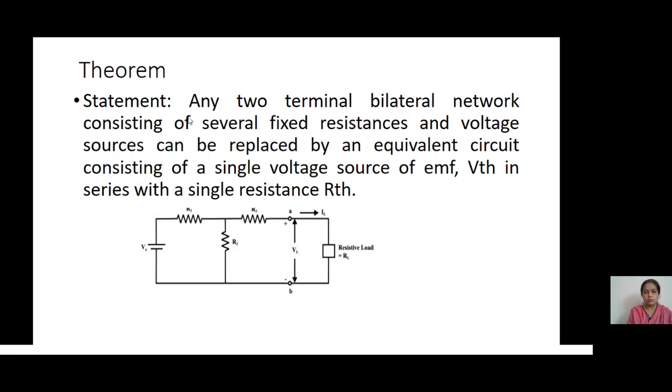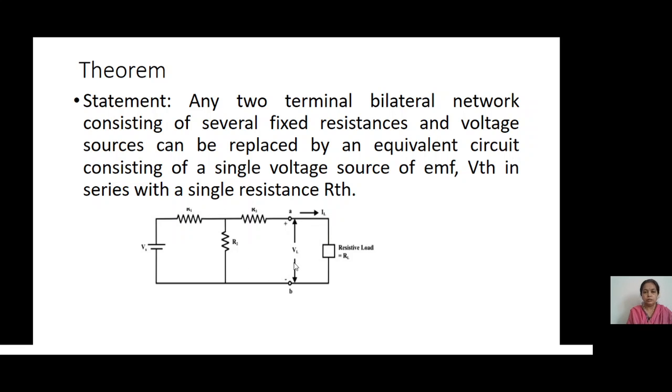First we'll see the statement of Thevenin's theorem. Any two-terminal bilateral network consisting of several fixed resistances and voltage sources can be replaced by an equivalent circuit consisting of a single voltage source of EMF VTH in series with a single resistance RTH.